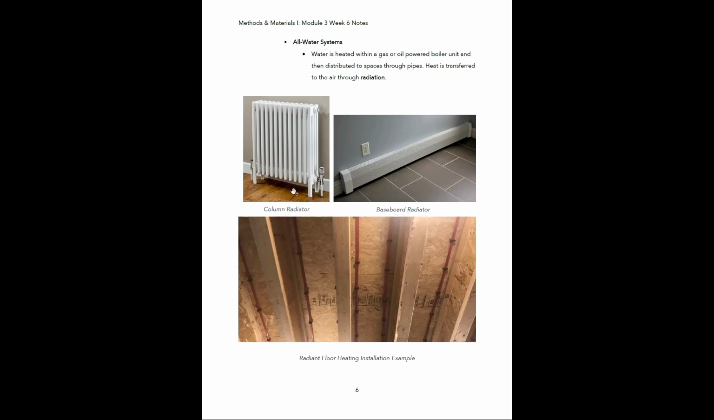All right, so here we have a few examples of these all water systems. So first is sort of like a classic version of an all water system, and this is a radiator. Okay, so you see this in a lot of older buildings. Basically the water is going to come through a supply line here. It's going to run through these coils, and the water's already heated, but as it runs through these coils, it's going to be radiated into the air.